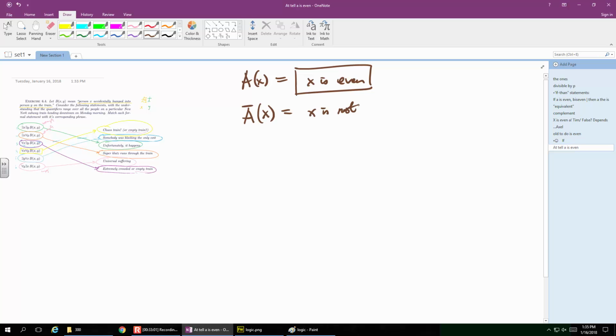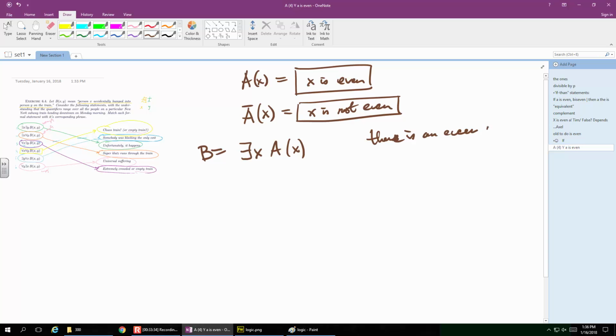Then what I'm trying to consider is, we negated this statement, what if the statement is slightly bigger? The one that I considered was: there is an even number. Okay, so that's my statement, let's say B. Now as you can see, A depends on x, B does not depend on x anymore because of the "there is". So the statement once again is: there is an even number.